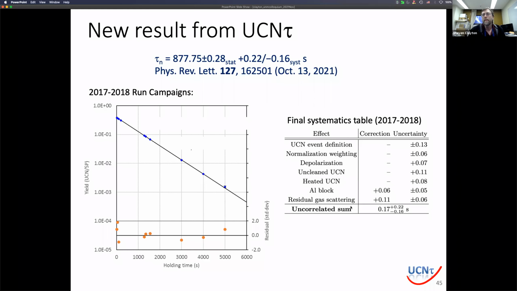This aluminum block one, this is when it's literally an aluminum block, a little block that fell in our trap for some of the data. We were able to correct for that, we think, very accurately. So that's why there's that little offset. Still much smaller than the statistical uncertainty that we're reporting.